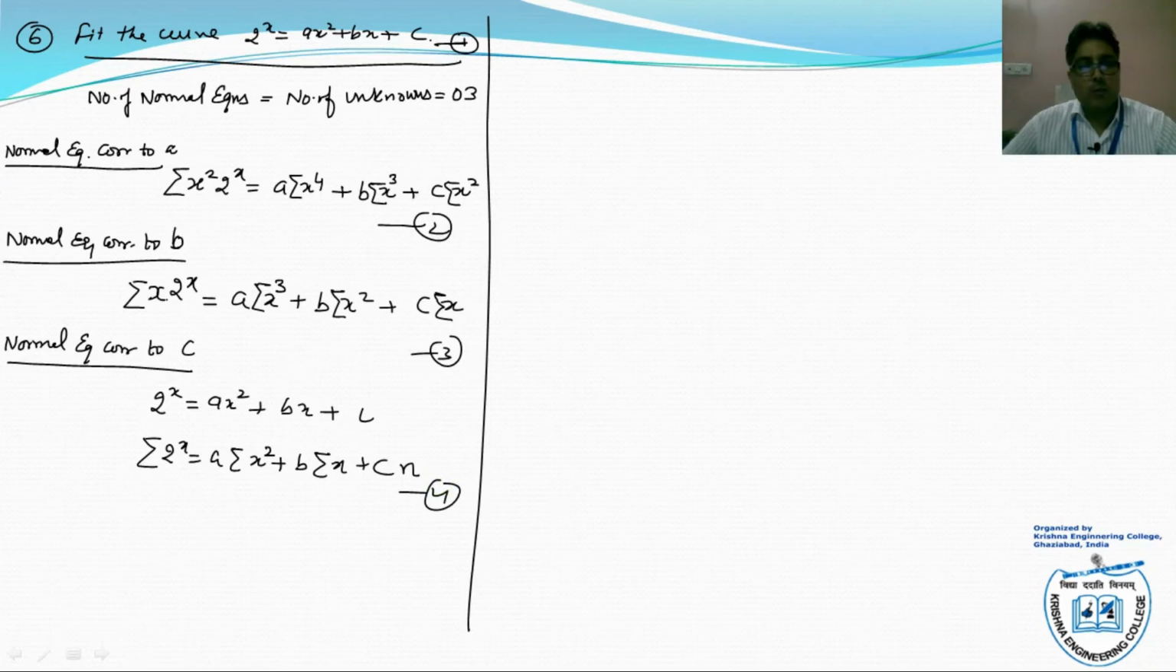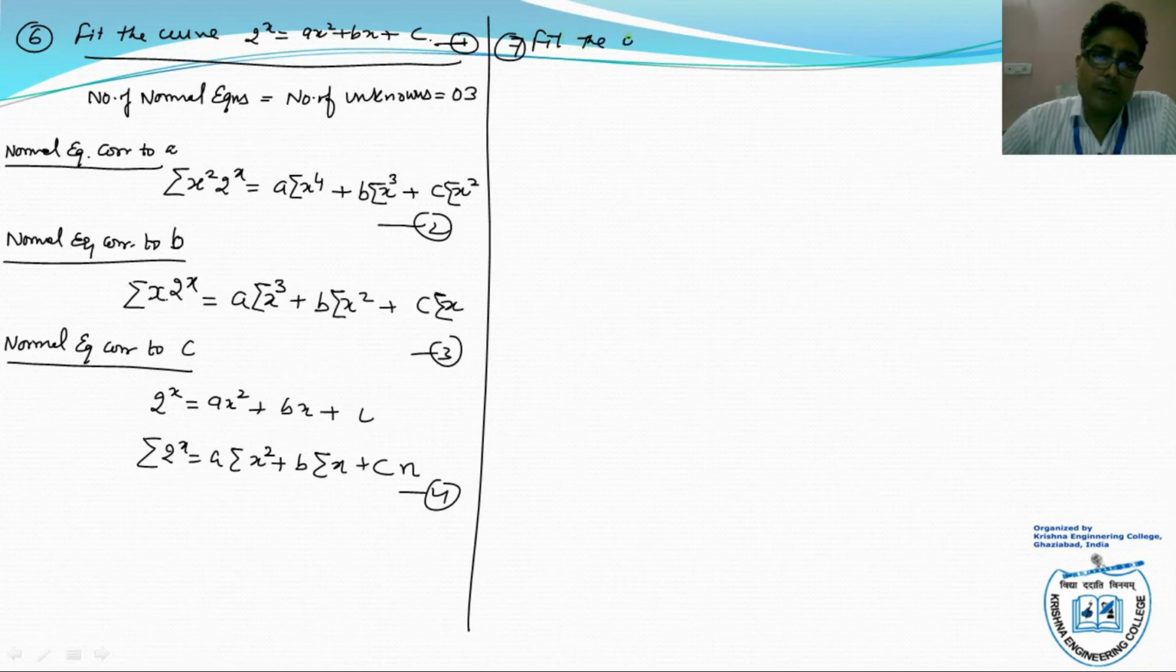Equations 2, 3, 4 are the normal equations corresponding to equation 1. Clear? Solve these equations with the help of the tables. We find the values of A, B, C. Put these values of A, B, C in equation 1. We get the best fitted curve. Now fit the last equation.